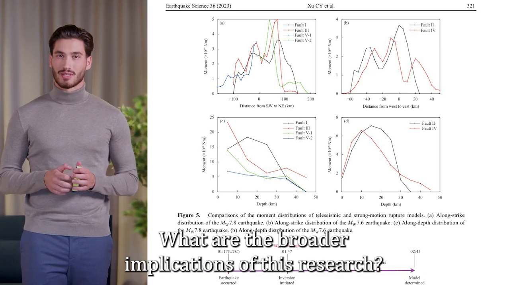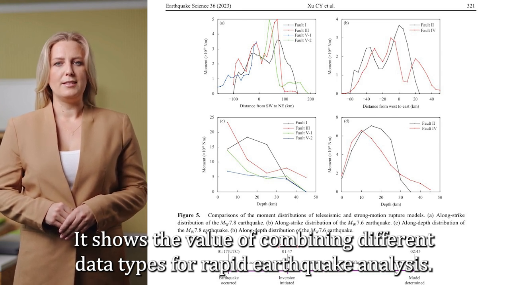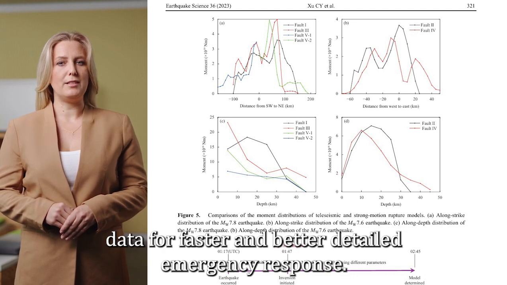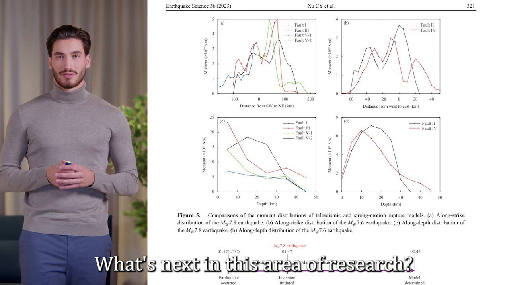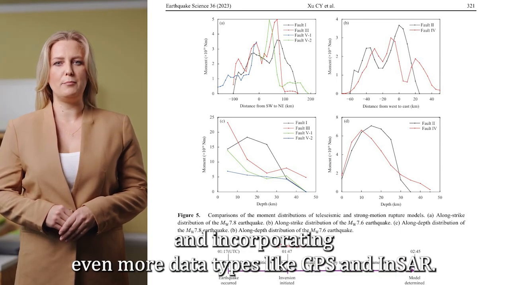What are the broader implications of this research? It shows the value of combining different data types for rapid earthquake analysis. It also highlights the potential of strong motion data for faster, more detailed emergency response. What's next in this area of research? Improving the speed and accuracy of these inversions and incorporating even more data types, like GPS and InSAR.